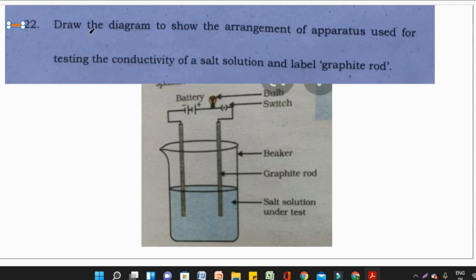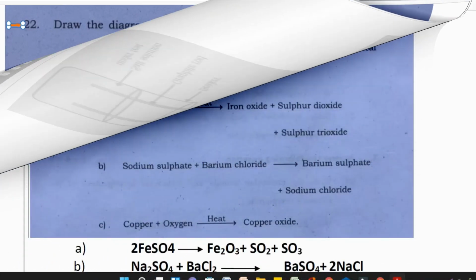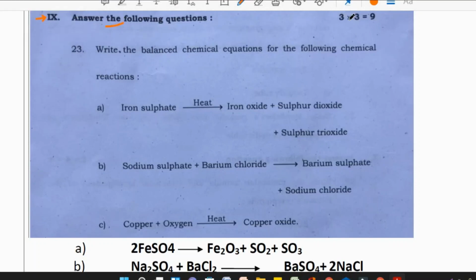22nd question. Draw the diagram showing the arrangement of apparatus used for testing the conductivity of a salt solution, and this is the diagram. Ninth section, answer the following questions. Three questions, each question carries 3 marks, total 9 marks weightage in this section.